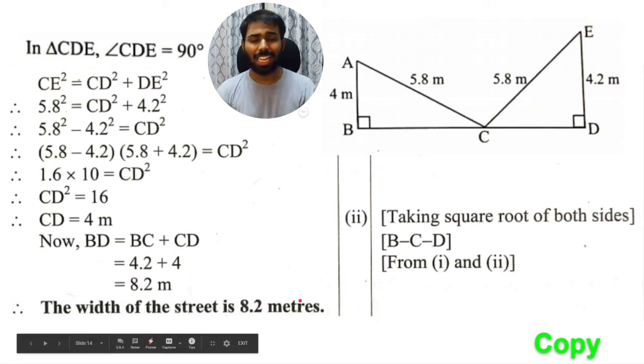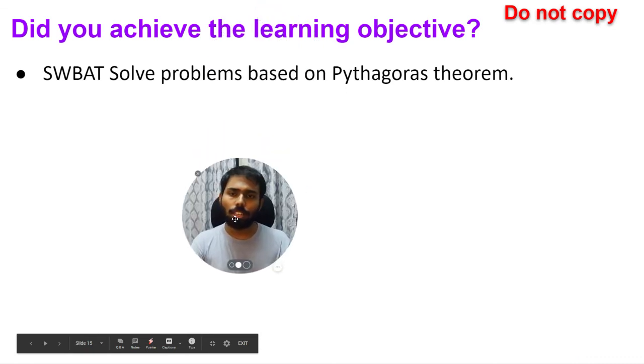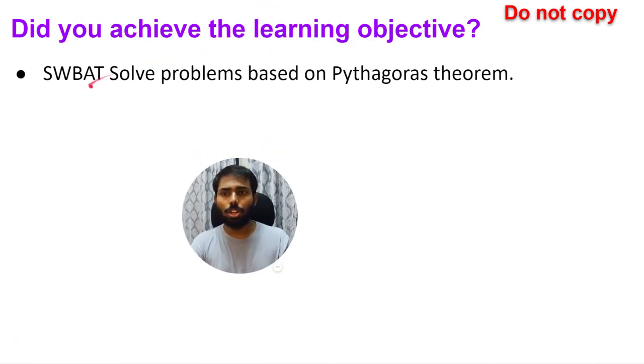That's it. Okay, again it was not a difficult sum. The challenging part was converting the question into a correct diagram. Once you do that, the remaining sum is very easy. Okay, great. That's it for this learning session. Just check whether you have achieved today's learning objective or not. Students will be able to solve problems based on Pythagoras theorem. So if I give you a similar problem based on Pythagoras theorem, will you be able to solve it? That's what you need to answer for yourself.